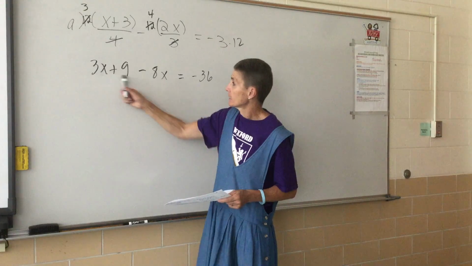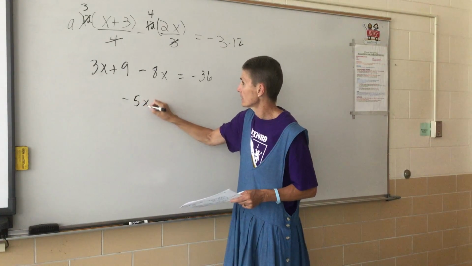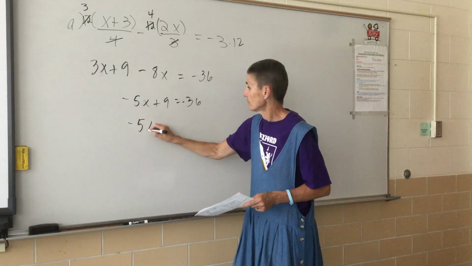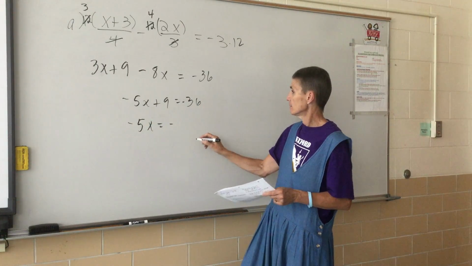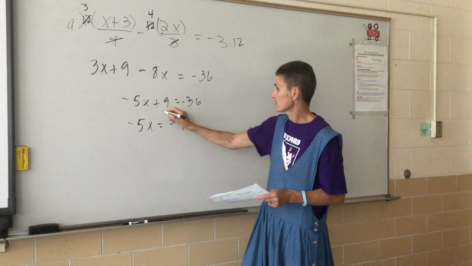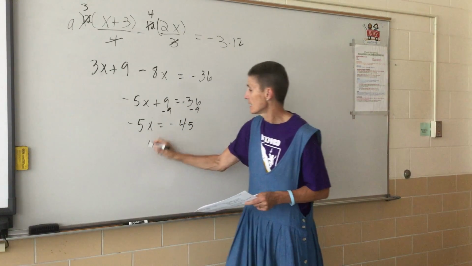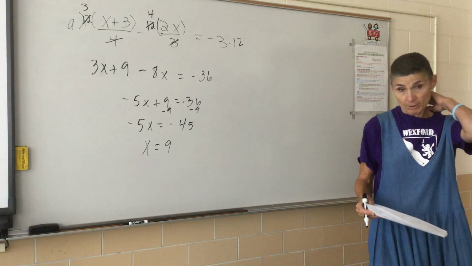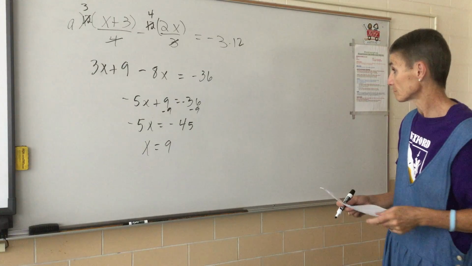Now I will combine like terms. So negative 5x plus 9 equals negative 36. Negative 5x equals negative 45, subtracting 9 from both sides, and x equals 9. So the answer to the problem is 9.